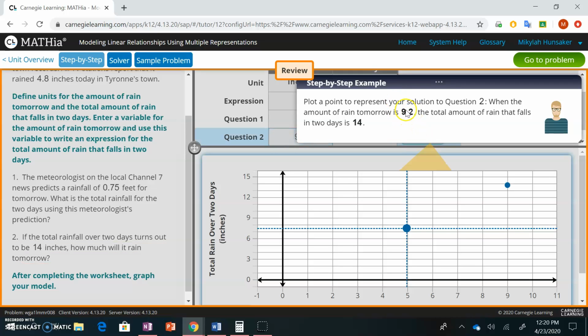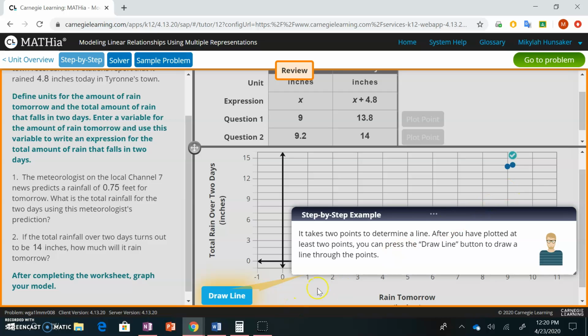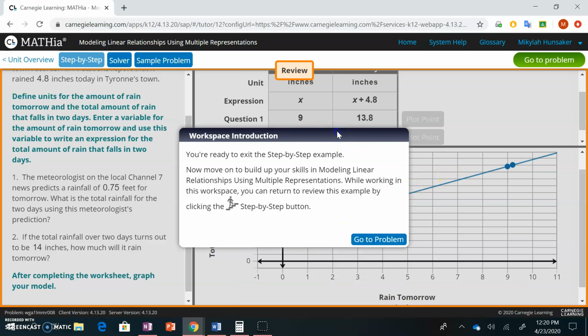So we know our x is 9.2, so we're in the middle here somewhere, and then we have to go all the way up to exactly 14. So this was 13, this is 14 right here. So our 2 dots are actually pretty close. Okay, and the last thing we're going to do is draw a line between the 2 points. They're going to do it for us actually. So we click this button, draw a line. And we're done. I can't get this off the screen, but you'll see they drew the line here.